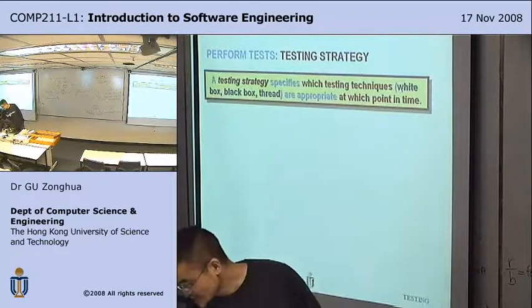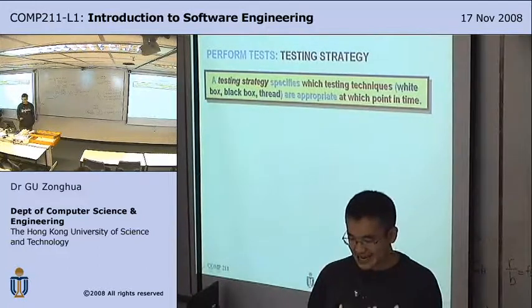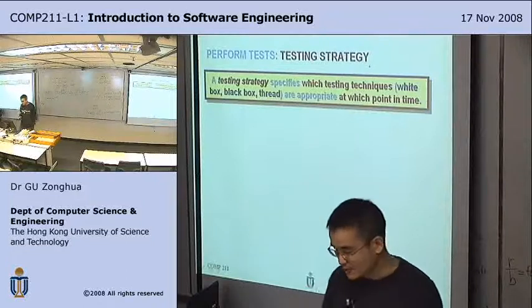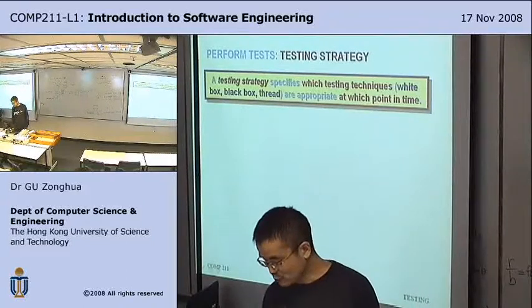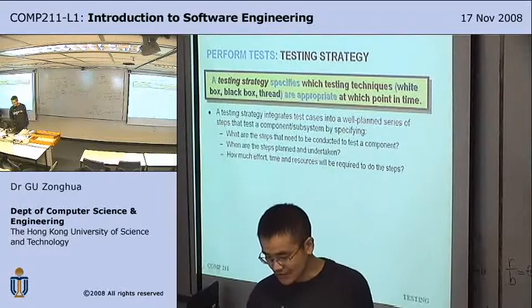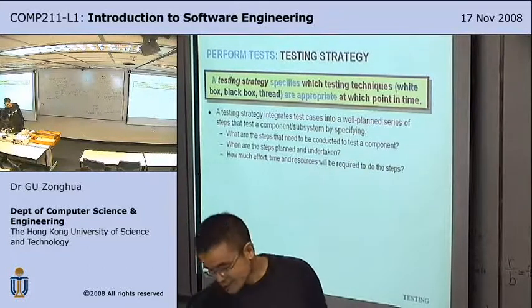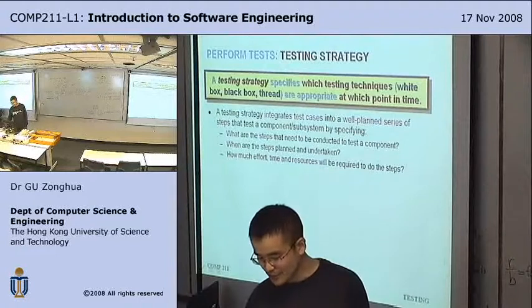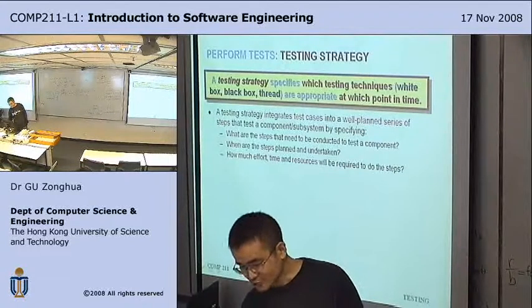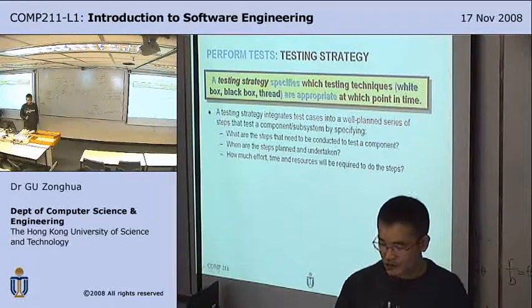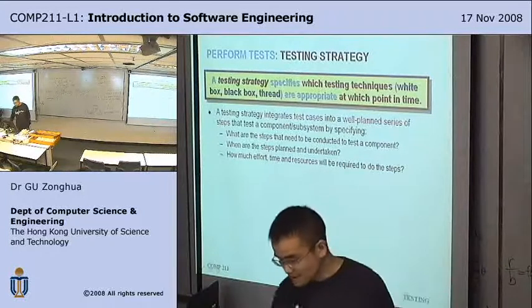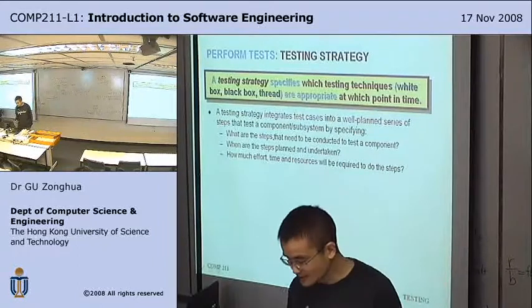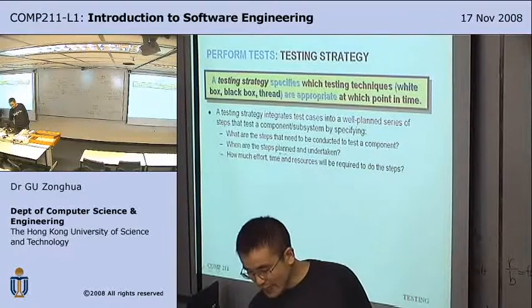So a testing strategy specifies which testing techniques, white box, black box, or thread-based testing, and also state-based testing are appropriate for at which point in time. So it integrates test cases into a well-planned series of steps that test a component or subsystem by specifying the steps that need to be conducted to test a component. Perhaps you try the white box testing first and then followed by black box testing. What are the steps planned and undertaken?